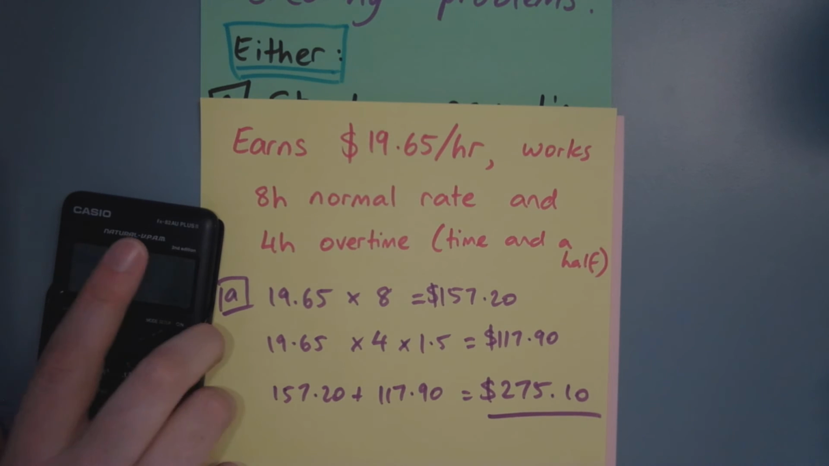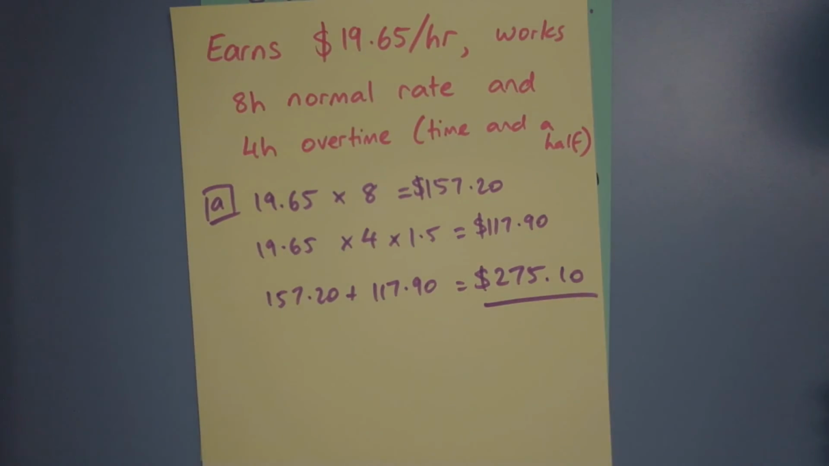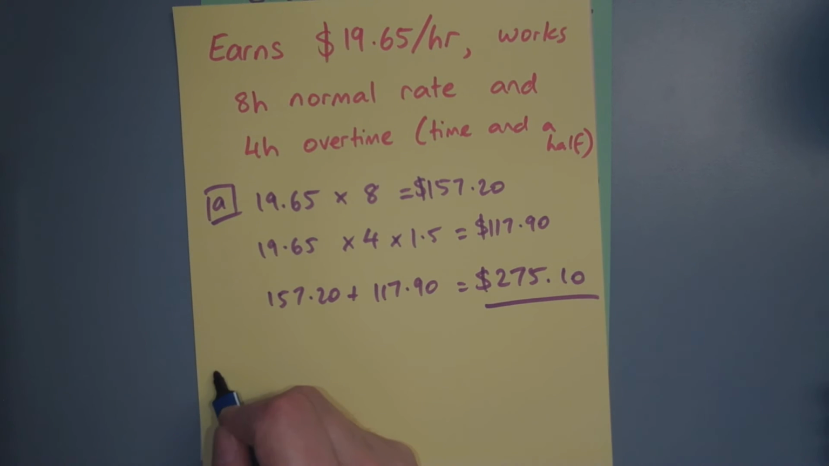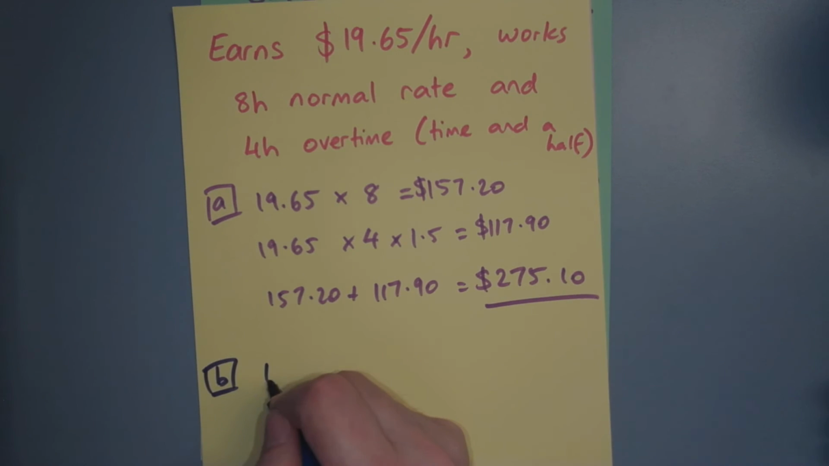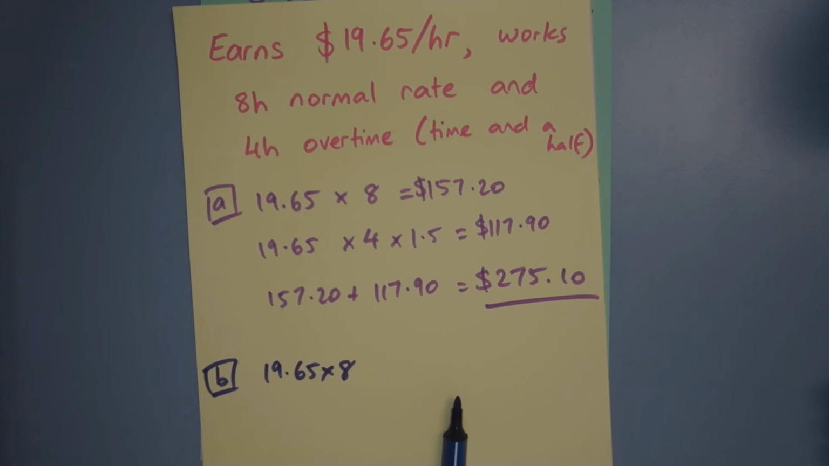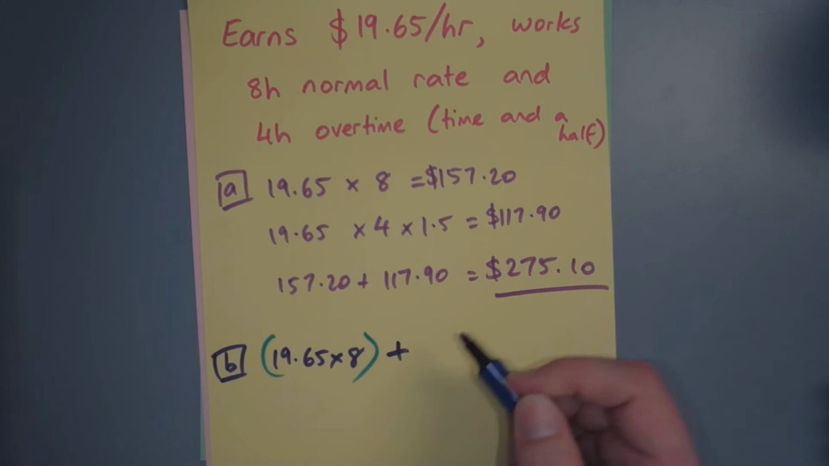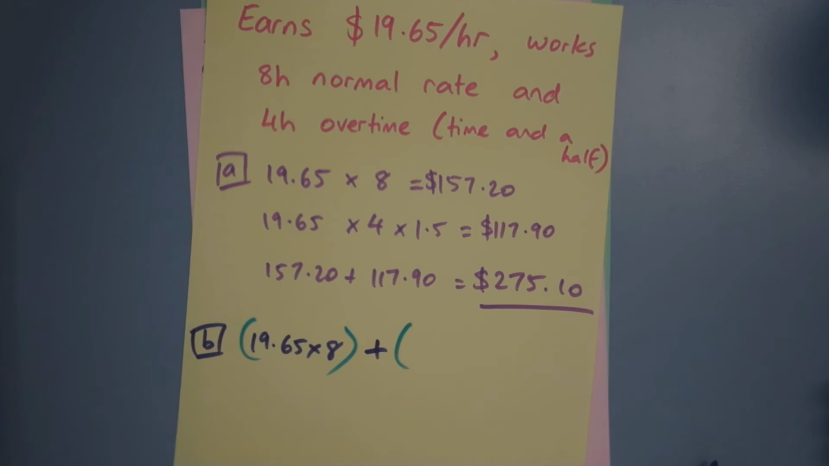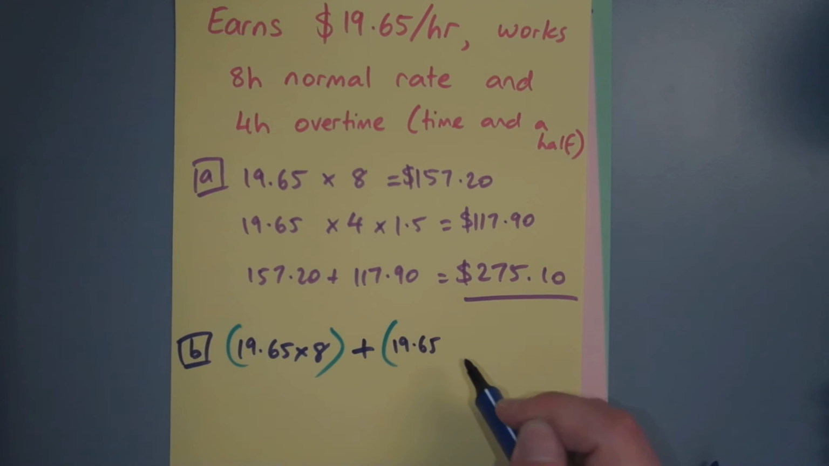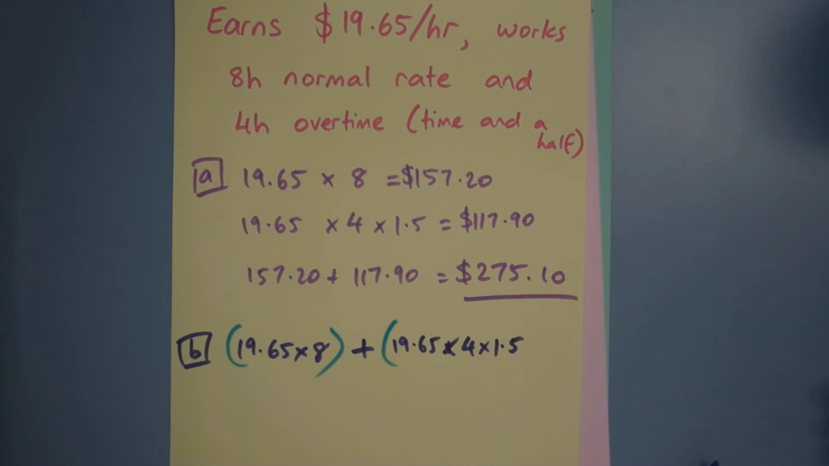Or putting it all into one line. Okay, this might get a little bit cramped, but I'm sure you'll roll with me here. I'm going to do the 19.65 times 8 first. I don't need the brackets, but I'm going to put some blue brackets here so you can follow on. And then we're going to add the 19.65 times the 4 times the 1.5 for the overtime bit. And that will give me, it won't fit on the side here, but imagine it's there.